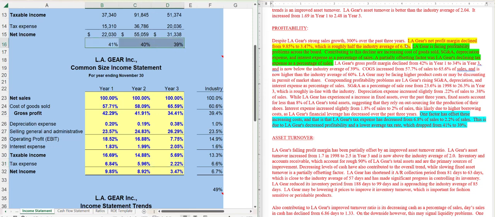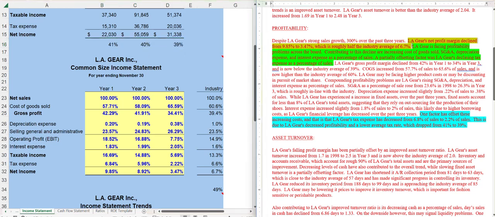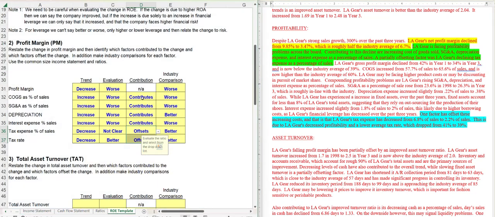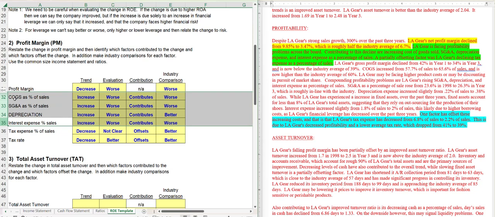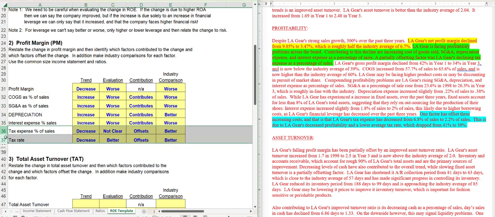So again, first paragraph restates what happened to profit margin. First sentence. Next sentence or two identifies the contributing factors as well as the two offsetting factors. Then separate sentences about each one of the contributing factors and separate sentences about the offsetting factors. This setup will keep your thoughts organized and will allow the reader to better understand what is going on.